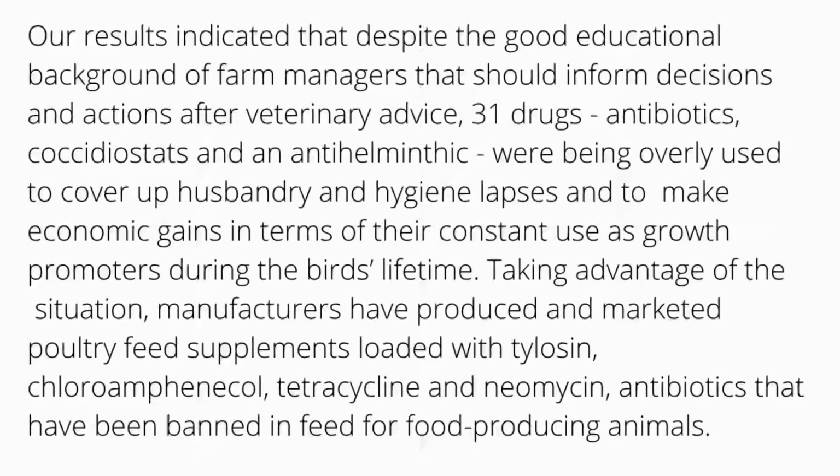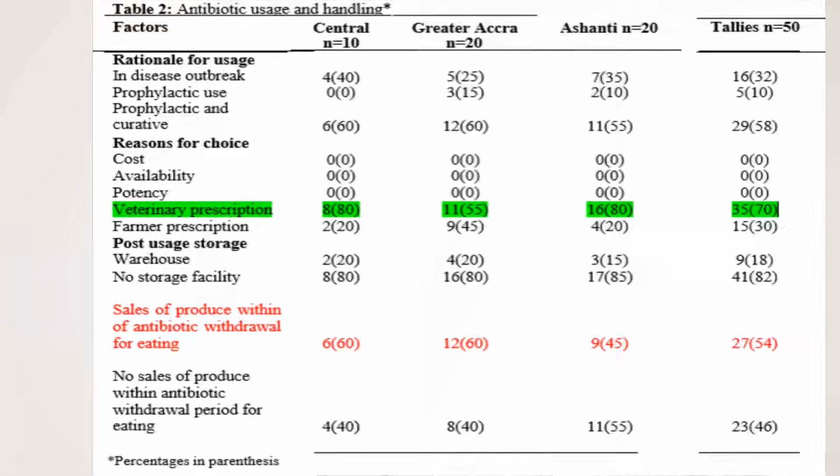Let's look at a table from the study. From the table, we find that a higher percentage of the farmers use antibiotics for prevention and treatment purposes. Their reason for choice of antibiotics was mainly because it was prescribed by a veterinary officer, which is very good. However, the percentage of farmers who were selling produce within the antibiotic withdrawal period was alarming. Now let's look at a snippet of the discussion from this study.